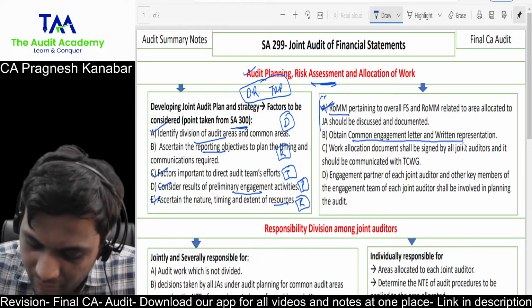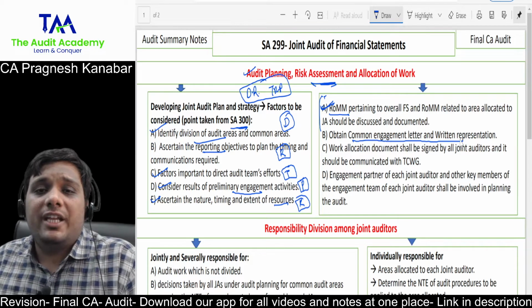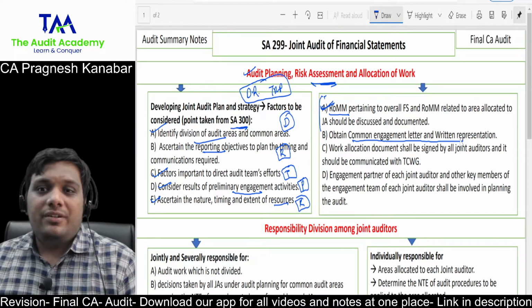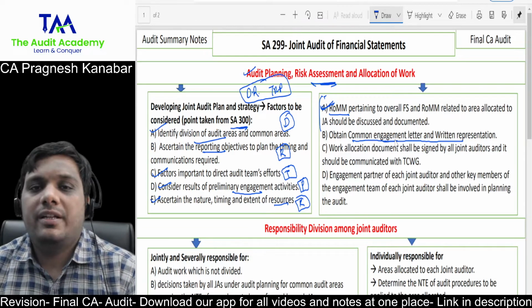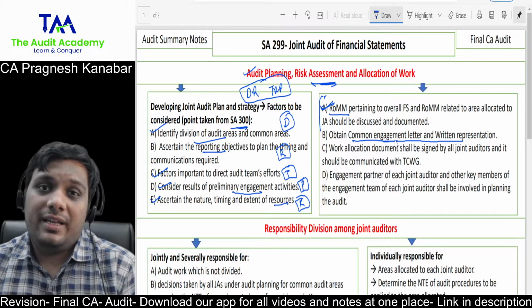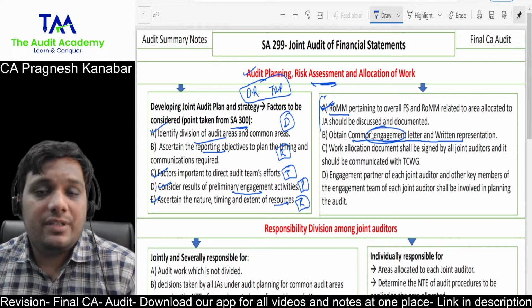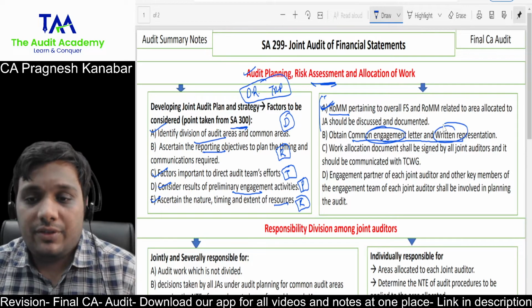Very important for MCQ. They need to obtain common engagement letter and common written representation letter. Yes, so there will be common engagement letter, the letter of engagement, and common written representation, which will be taken at the end of the audit. So this is before starting the audit, and this is at the end of the audit.